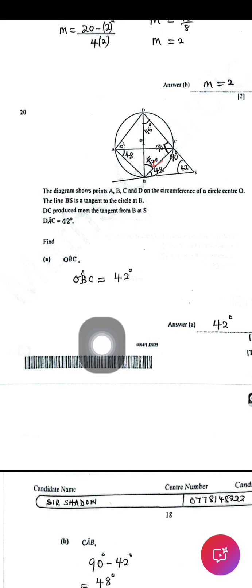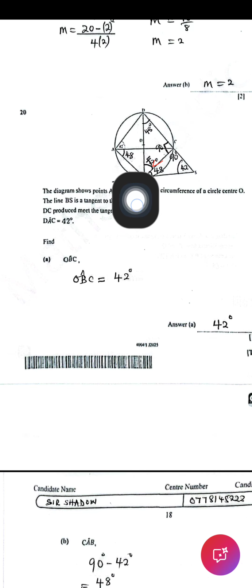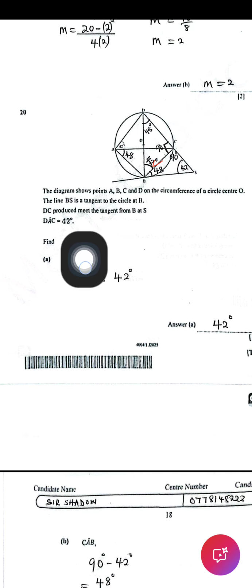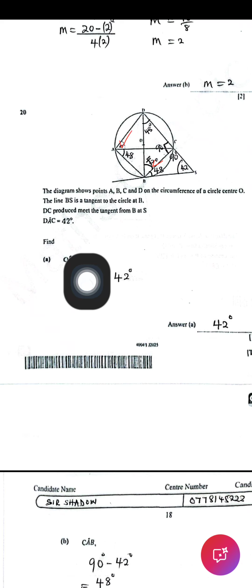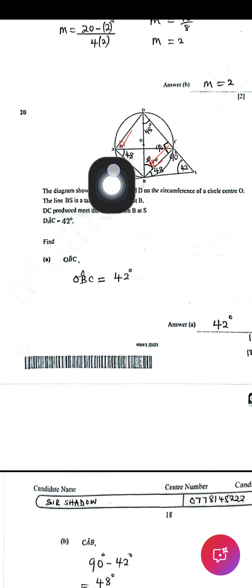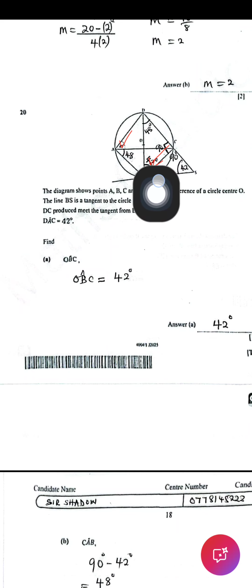Why? Because we have angles subtended by the same chord. These two angles, this angle and this angle, are equal because they are subtended by the same chord AB.